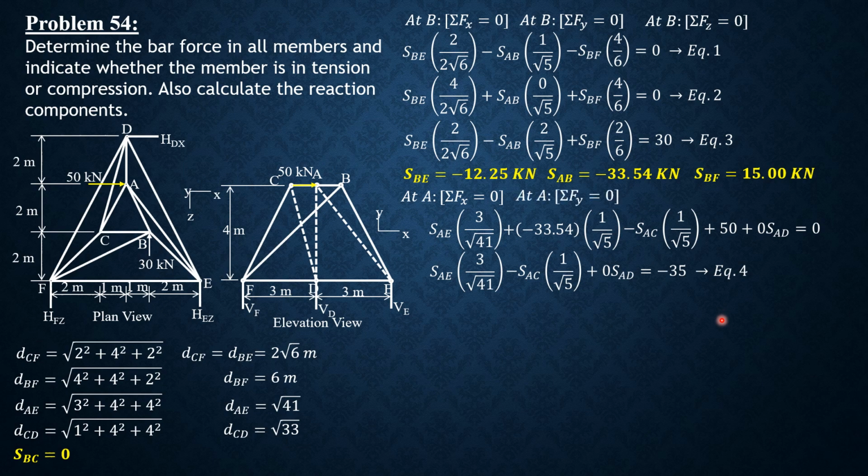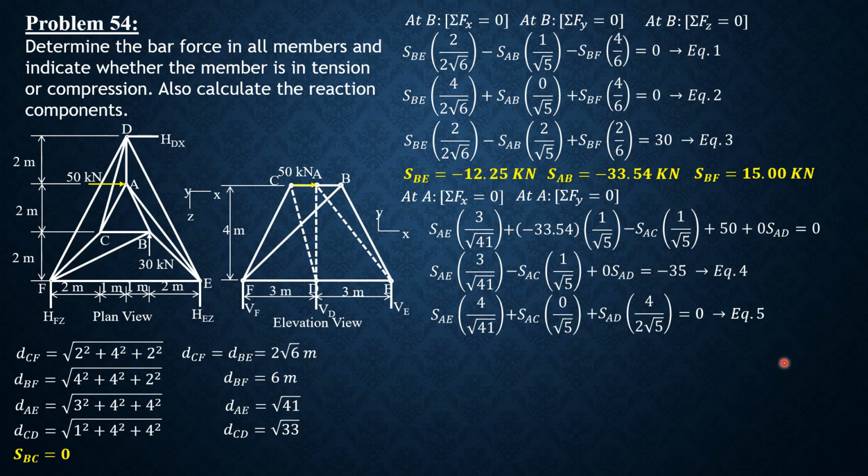Then summation forces Y equals 0, downward positive. AE is downward, so let's treat that positive. SAE times 4 over square root of 41 for downward. SAC is 0 because it is horizontal, so plus SAC times 0 over square root of 5. SAD is going down, so plus SAD divided by distance, square root of 0 squared plus 4 squared plus 2 squared, and that's 2 square root of 5. So SAD times 4 over distance 2 square root of 5, then equals 0.